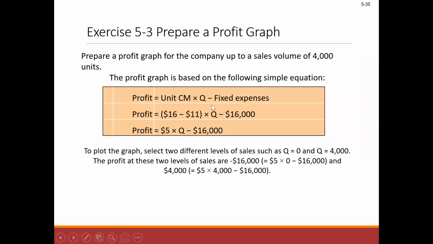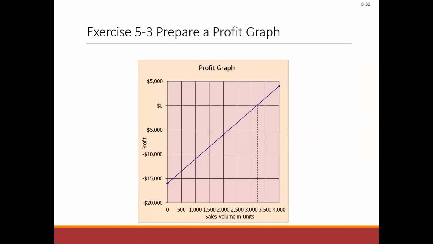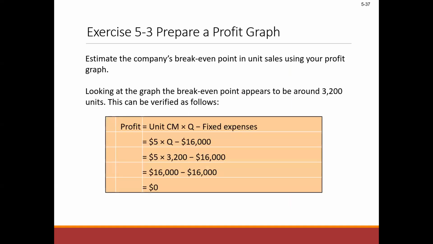So we can figure out the break-even by taking the contribution margin times a certain quantity minus our fixed expenses of 16,000. So in this scenario, here's our sales volume, here's our costs. So our break-even here is at like 3,200. Estimate the company's break-even using your profit graph. Looking at the graph, you see 3,200 units.